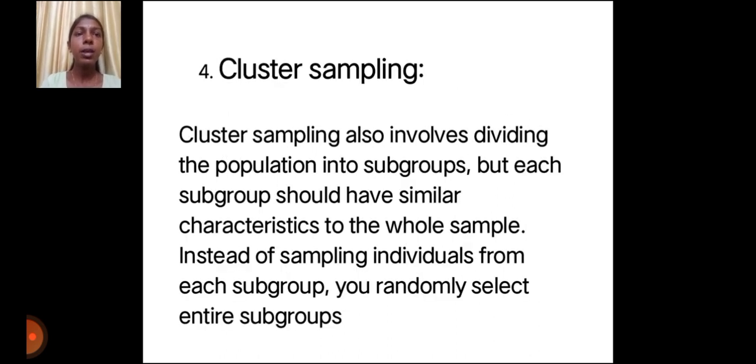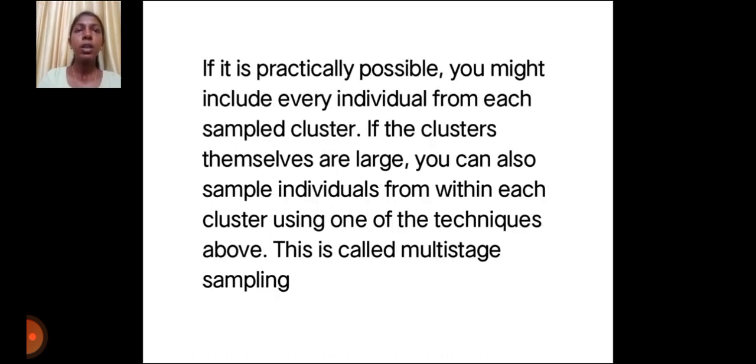Cluster sampling also involves dividing the population into subgroups, but each subgroup should have characteristics similar to the whole sample. Instead of sampling individuals from each group, you randomly select entire subgroups. If it is practically possible, you might include every individual from the clusters, or if the clusters themselves are large, you can also sample individuals from within each cluster using one of the techniques above. This is also called multi-stage sampling.